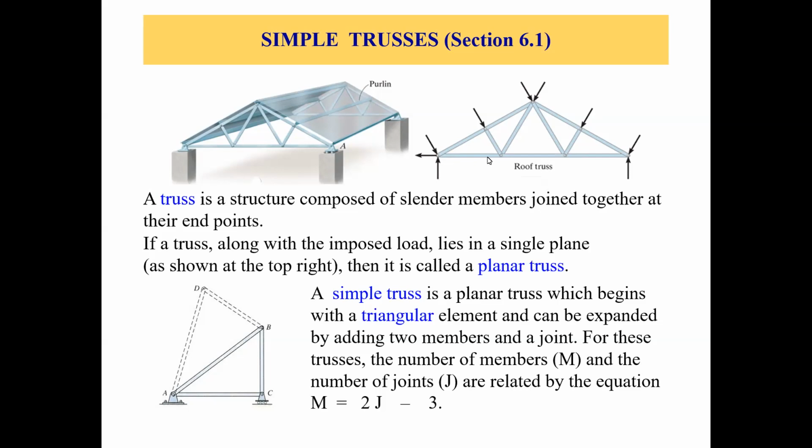Now, a truss is a structure composed of slender members joined together at their endpoints. We all know that. So if a truss, along with its imposed load, lies in a single plane, as shown in this picture at the top, it is called a planar truss. If you look at the free body diagram at the top right side, this truss is in a single plane, let's say the XY plane, and the applied loads, the external loads, are also in the XY plane.